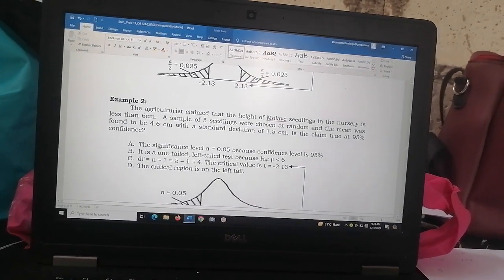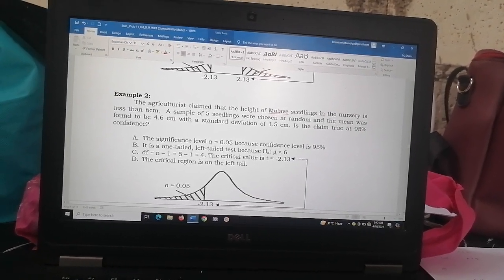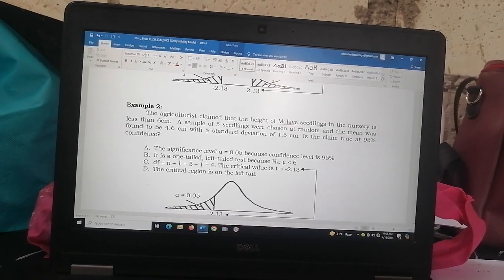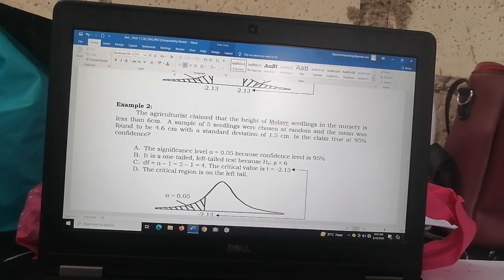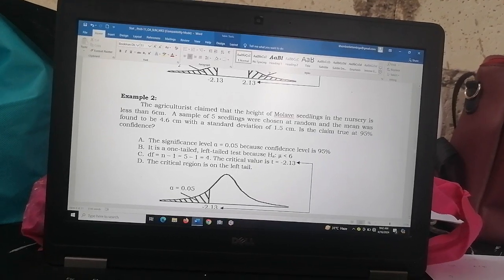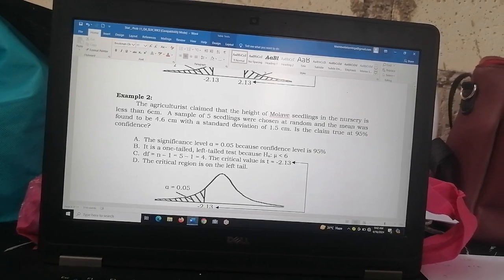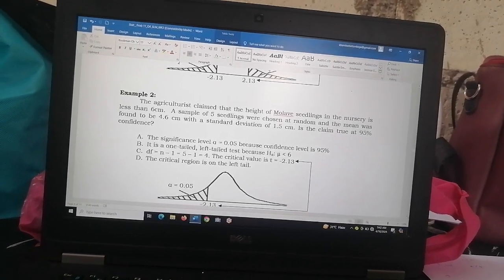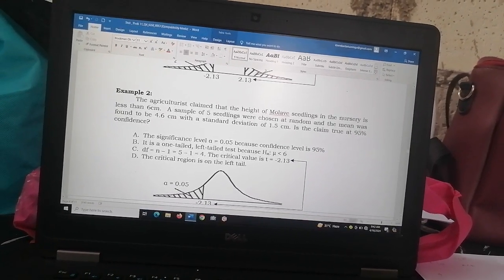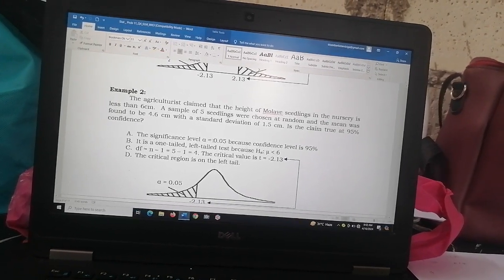Then, for example number 2, the agriculturist claims that the height of Malawi seedlings in the nursery is less than 6 centimeter. A sample of 5 seedlings were chosen at random and the mean was found to be 4.6 centimeter with a standard deviation of 1.5 centimeter. Is the claim true at 95% confidence? So, letter A. What is our significance level? 95% again. So, that is 0.05. That is the alpha or significance level.